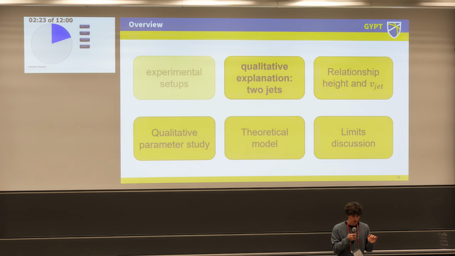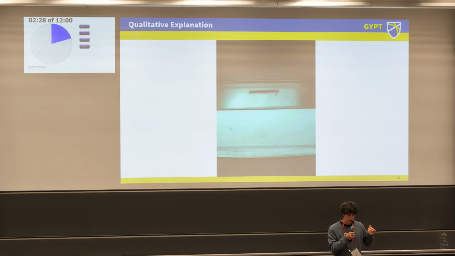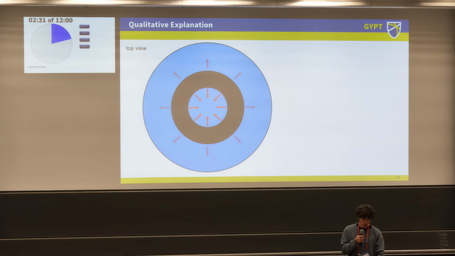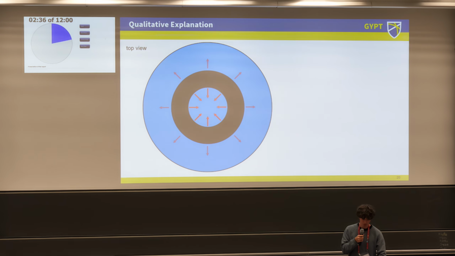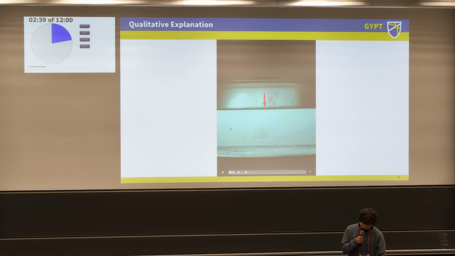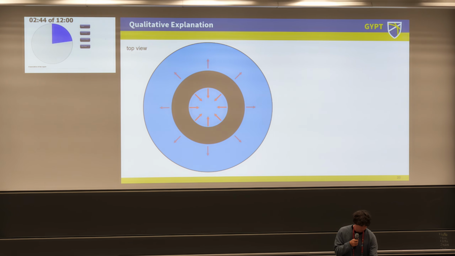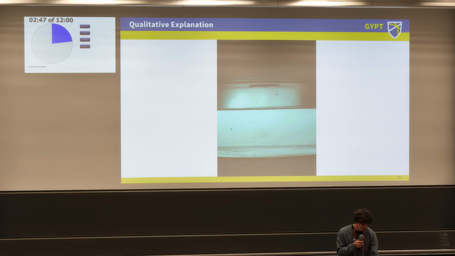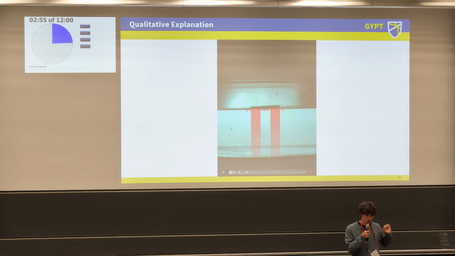So, now for the qualitative explanation, which is very important for this problem. First, in a free fall, the wing is accelerated down due to gravity. As soon as it then reaches the water surface, a cylinder of high pressure is produced below the wing. And the cylinder of high pressure then pushes the water both inwards as well as outwards.